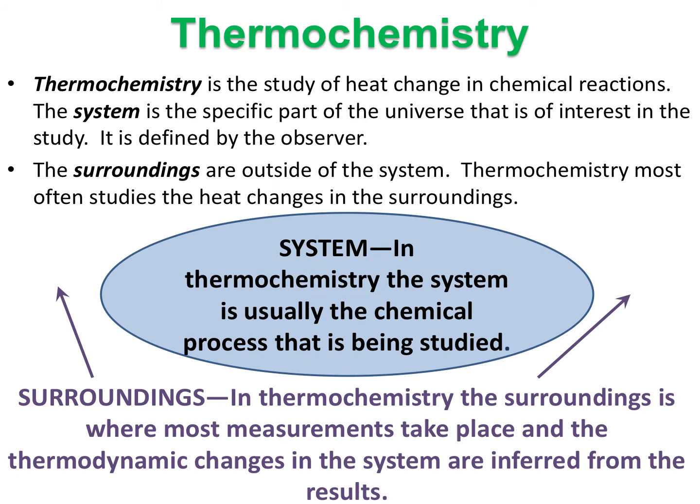Thermochemistry is the study of heat change in chemical reactions. We're going to divide the universe into two parts. The system is that specific part of the universe that is of interest in the study. The system is defined by the observer. In the diagram, the system is the blue oval and has an outer boundary. In thermochemistry, the system is usually the chemical process that is being studied.